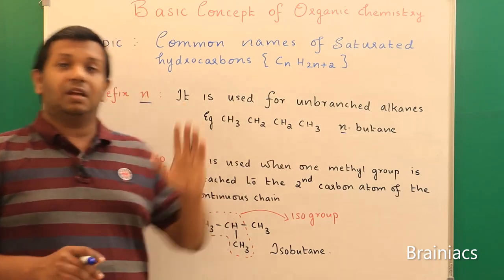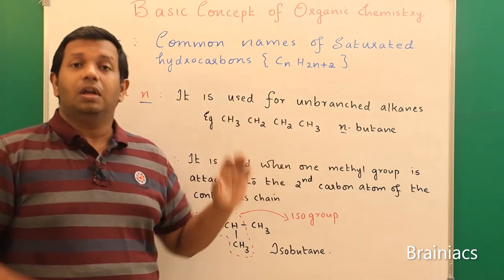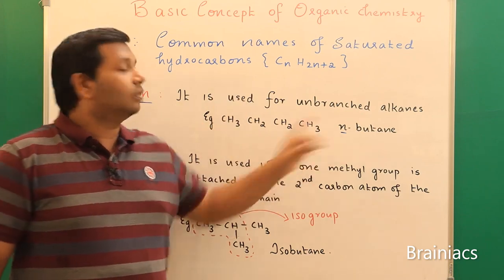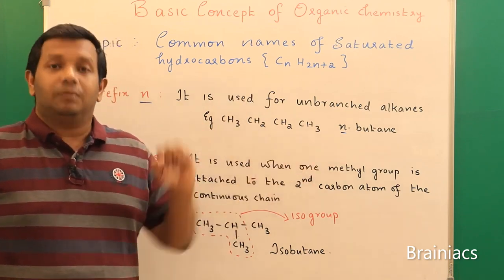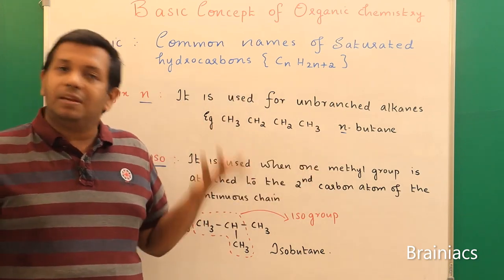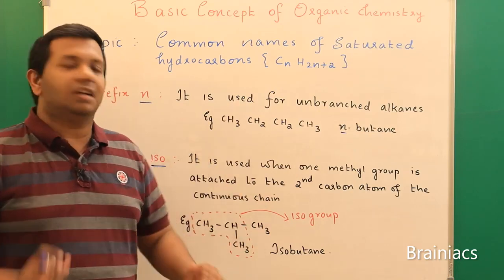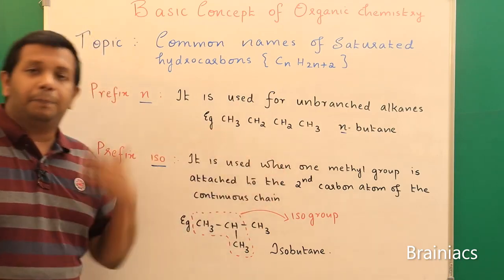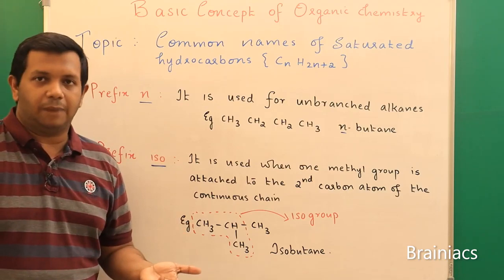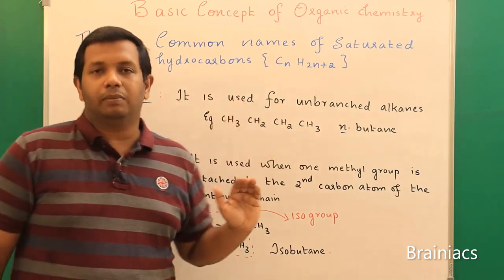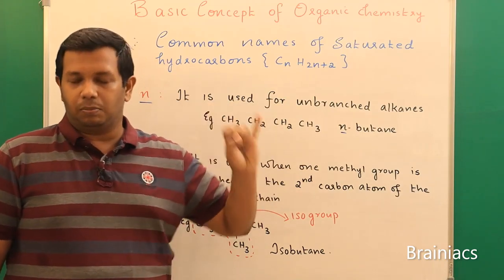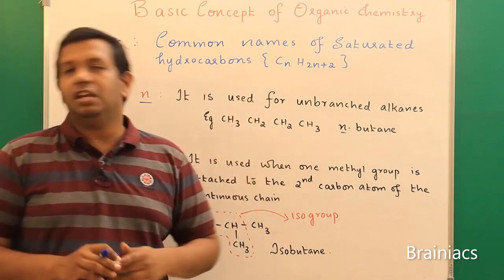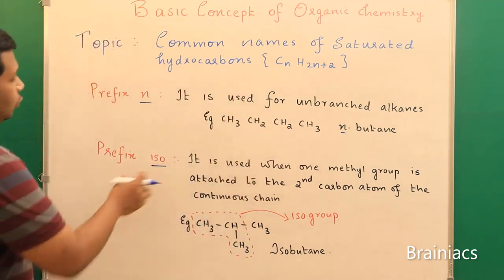And please remember one thing, something I have told wrong. If it is propane, we don't use normal propane. Why? Because propane does not have any branching itself. If branching comes, then only the prefixes come into the picture. So from butane onwards you need to remember this: it can be normal, or it can be iso, or it can be neo. So we will see how to use iso.